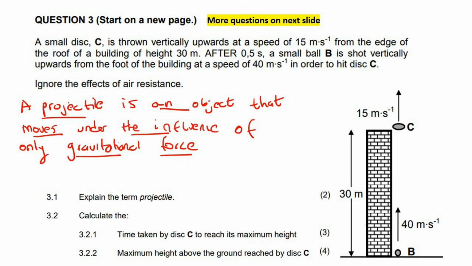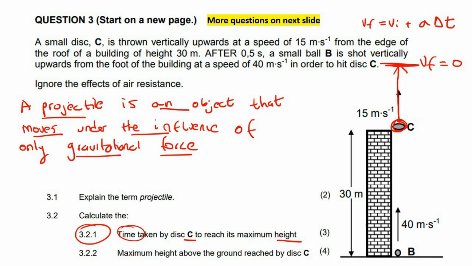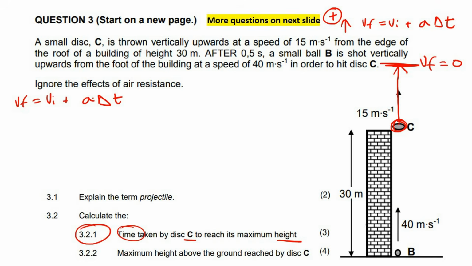Okay, next question says, calculate the time taken by disk C to reach its maximum height. So we're definitely going to use equations of motion. Now, remember, when disk C gets to the top, we know that it will have a final velocity of 0. They want us to work out time, so the best formula would be this one. We can choose whatever we want as positive, but I'm going to choose upwards as positive. So the final velocity would be 0, and the initial velocity is 15.